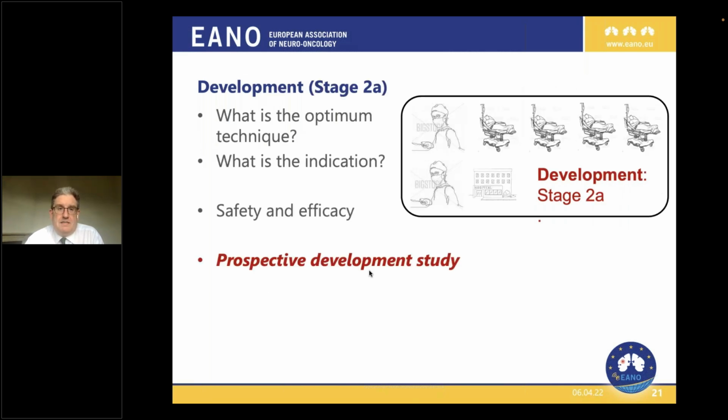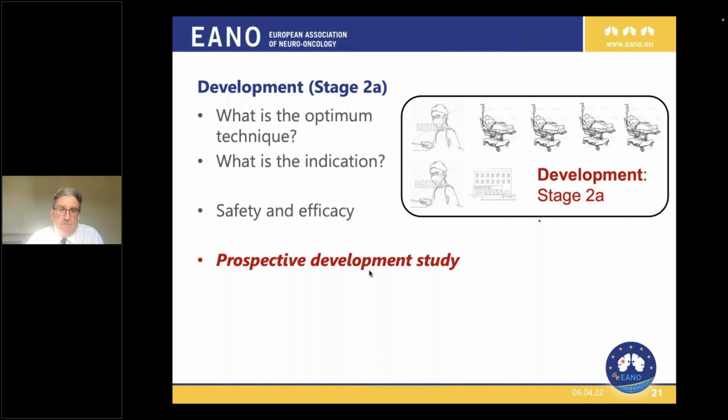Going on from that then is the development stage, or stage 2A. And this again may involve a smaller number of patients, may involve 1 or 2 surgeons, but tends to still be based in 1 unit. And the idea of this is to work out what is the optimum technique. What is it that you're going to do that you're actually going to then be able to evaluate at a later time scale, and also get an idea of which patients you should be using this intervention in.